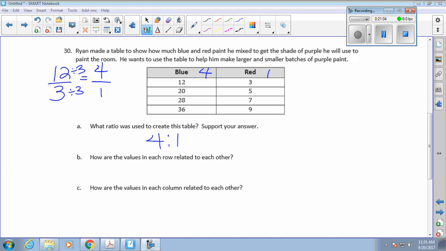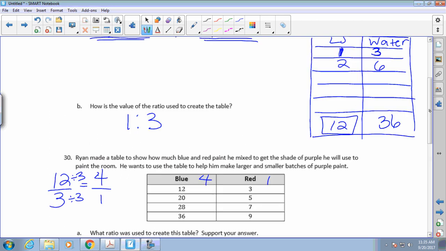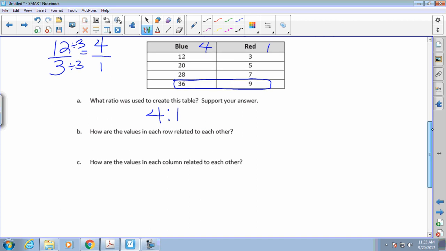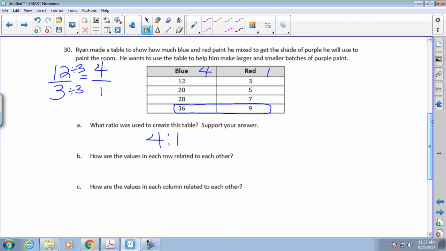A lot of people put 12 to 3, 20 to 5, or one of those numbers. You need to simplify it for it to be the value of that ratio. Okay. And then how are the values in each row related to each other? So rows go across. So what do we do? I'm going to scroll up again so you can see that. What do we have to do to blue to get red? Cam. Divide by 4. Very good.